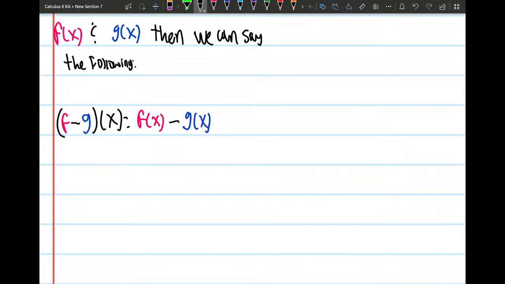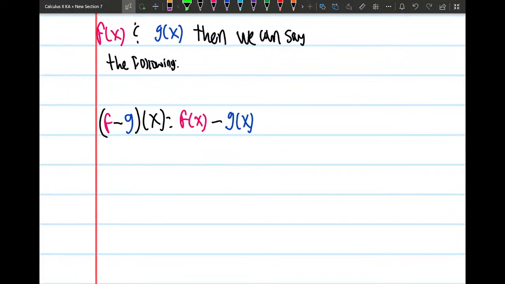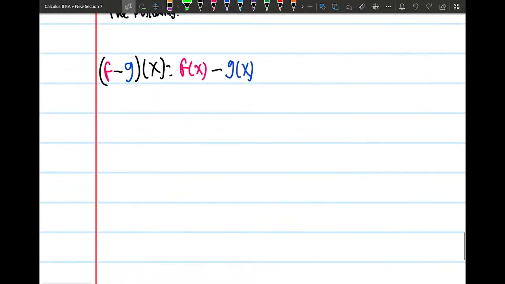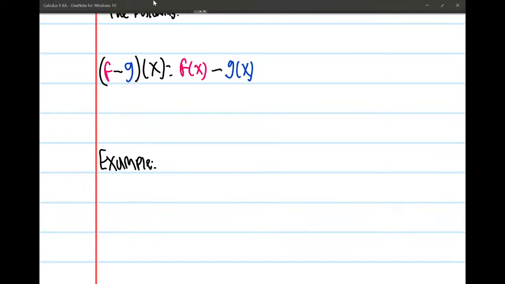So then we know that this is the subtraction of two functions. One thing to notice, guys, and what I want to show you, and we're going to go over an example. The example that I want to go over is the following.